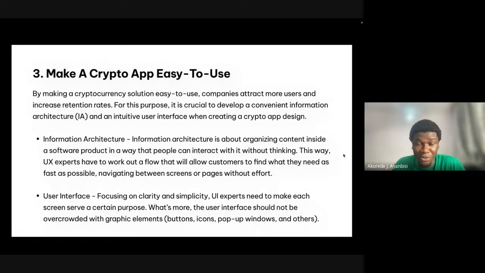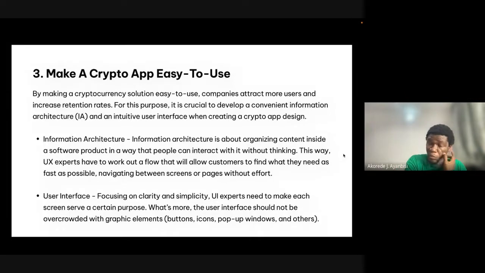Second one is the user interface. One of the things we need to focus on is to make the user interface very simple, to give simplicity and clarity. That's just it, right? And UI experts need to make each screen serve a certain purpose. What's more, the user interface should not be overcrowded with graphical elements, that is buttons and icons. You should be able to structure your user interface in a way that it won't overwhelm the user.